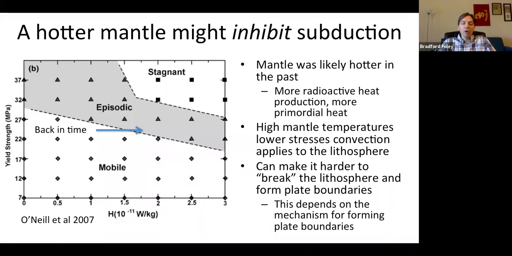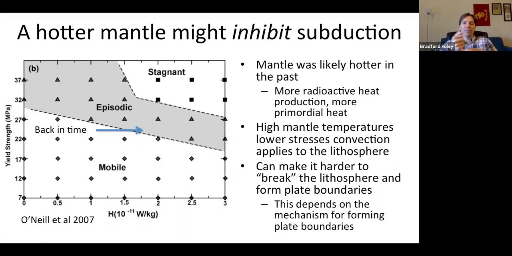If we think about making plate boundaries as essentially breaking or fracturing the lithosphere, that's a process that depends on the stress. Basically, there will be a certain strength of the plates, called the yield strength, that we need to reach in order to make the plate break and form a plate boundary. So if the stresses that convection is applying to a lithosphere are getting smaller and smaller as we make the mantle hotter, then it's going to be harder and harder to reach this yield strength and make plate tectonics. There's been some geodynamic work showing this effect, where as you increase the internal heating rate, making the planet hotter, stresses go down, and a planet can transition from a mobile lid, or plate tectonic, state into an episodic or maybe even a stagnant lid state.